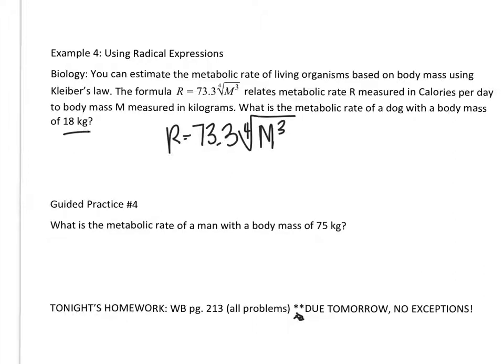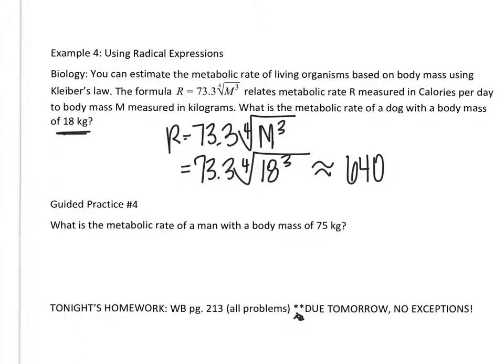And they're talking about the body mass of a dog. So we're going to plug in 18. And then you just simplify it. And when you do all your calculator work, you end up with 640.6, or even more simple, 641 calories per day.